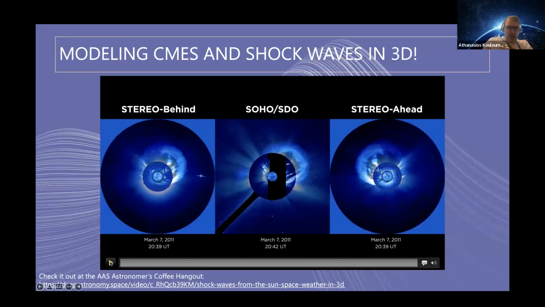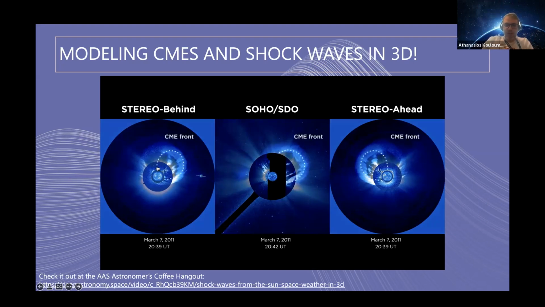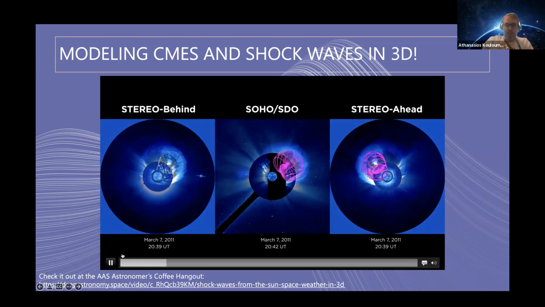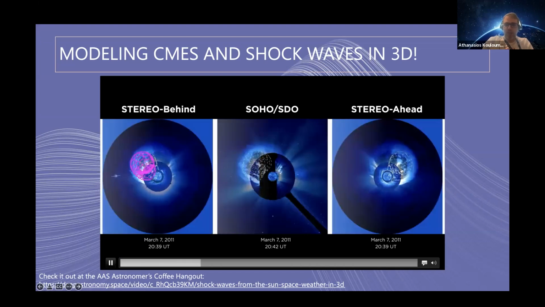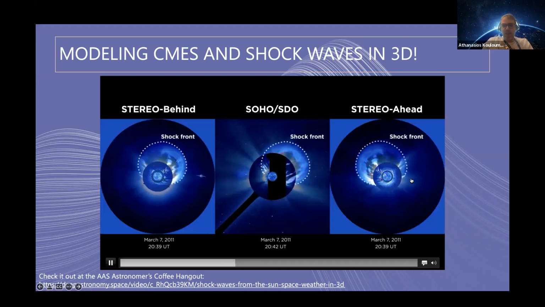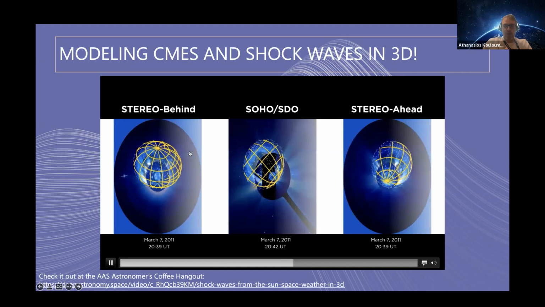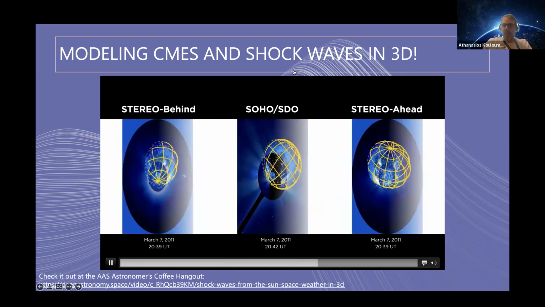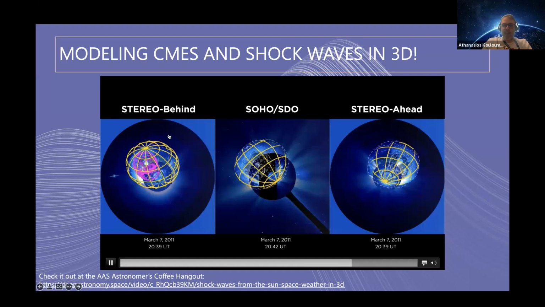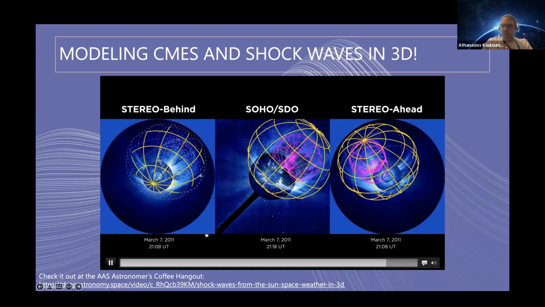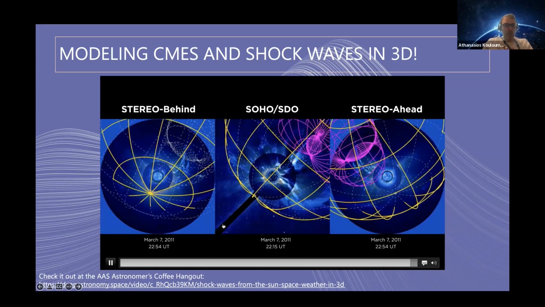So how do we do the reconstructions? We want to model essentially CMEs and shock waves in 3D, and determine their position and their kinematics in space. This is an example. We're taking simultaneous images from 3 different spacecraft. In the past, we had all 3: STEREO B, SOHO, and SDO, and STEREO A. Now we are missing STEREO B, unfortunately, but we can do the reconstruction in 2 viewpoints.